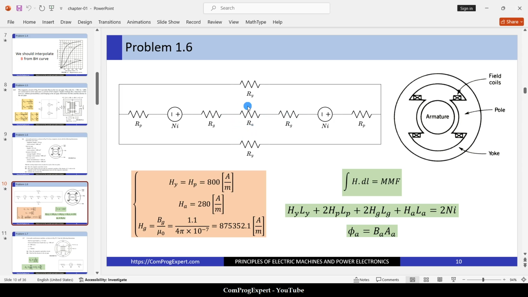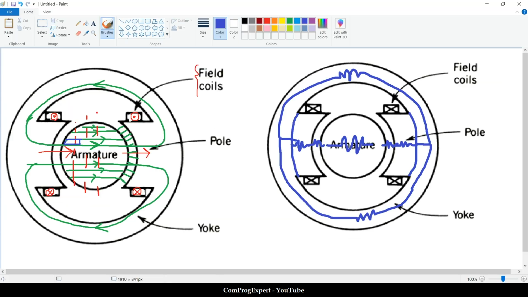This is the reluctance of the armature. This is the reluctance of the gap. These two are equal. These two sources are equal. The reluctance of the pole, and we have two yokes. So, right, this is the first part, and we derived this equivalent circuit by knowing the correct directions for excitations.